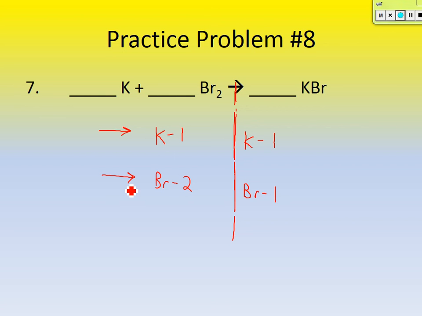I need a coefficient of 2 right here because 2 times 1 is 2. But does that change my potassium? It does. How many potassiums do I have? 2. Now, my bromines are good, but I've got to go back up here to the potassium. How do I get 2 potassiums on the left side? Coefficient of 2 right there, and now it's balanced. Can I reduce 2, 1, 2? No, you can't. So there's your answer. How many got it right? Good job.